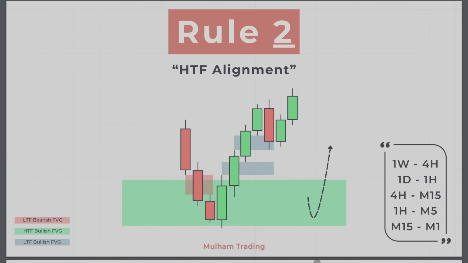Now into the second rule, and it's not less important than the first one, actually very important. It's the higher time frame alignment. And in simple words, and this is known to a lot of people, but the problem is not a lot of people are patient enough to wait for this. And sometimes they just take random fair value gaps instead of waiting for the one that is highest probability.